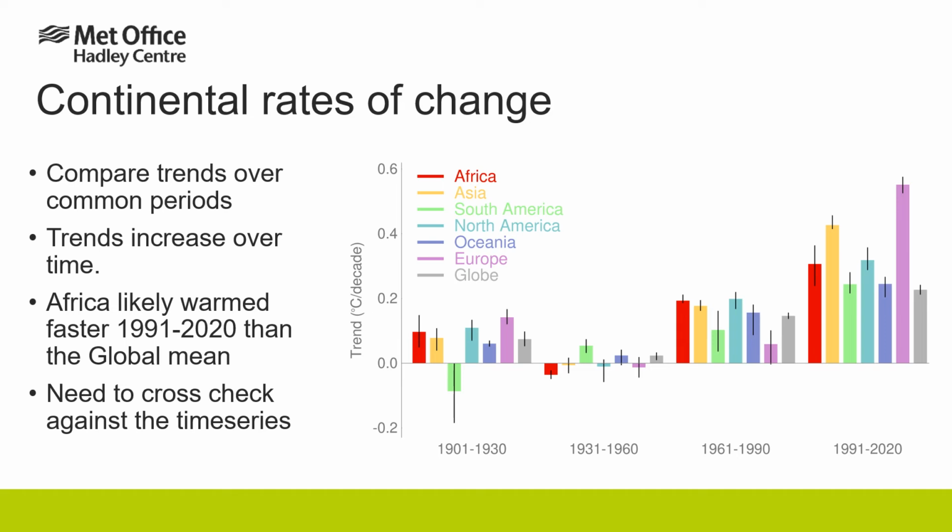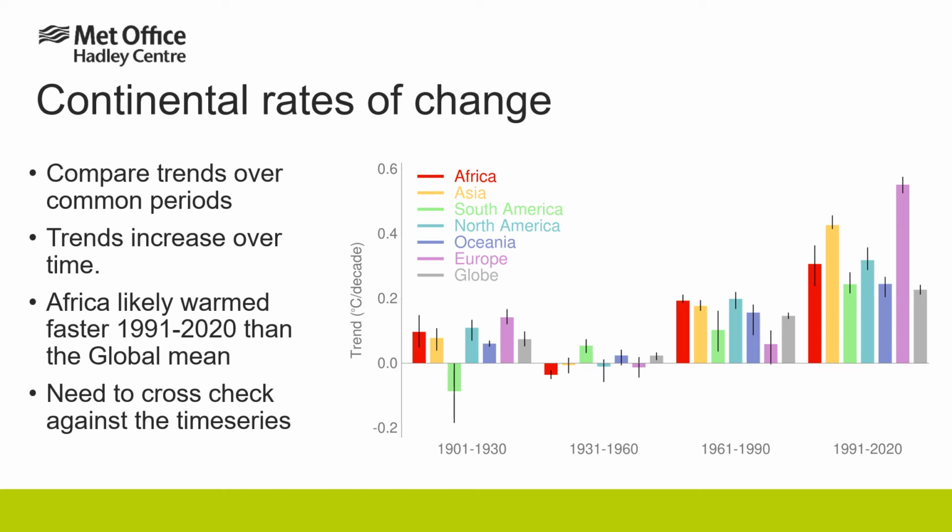And you can see that trends have generally increased over time. Warming through 1961 to 1990 is higher than the previous periods, and then the warming in 1991 to 2020 is higher again, particularly over, say, Europe and Asia. And the size of the coloured bar is the mean of different estimates, and the black vertical line is some kind of estimate of the uncertainty based on the spread between different data sets.